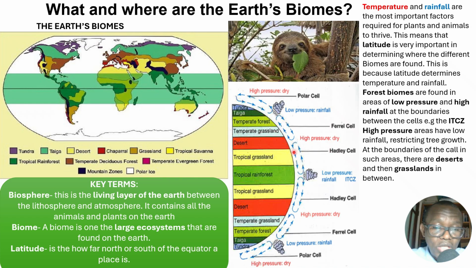And then in between, as you can see here, we have the tropical grasslands here, and tropical grasslands as well in the southern hemisphere. And then further on, again in the area in between the high and low pressure areas, we have temperate grasslands in the southern hemisphere and temperate grasslands in the northern hemisphere.